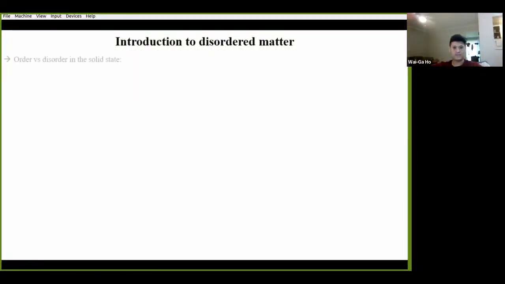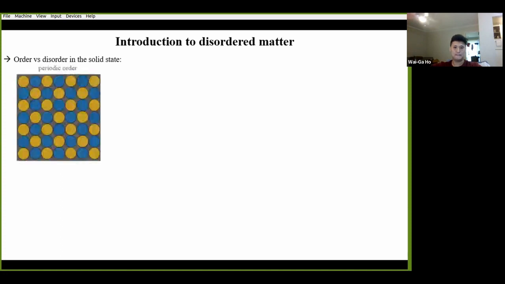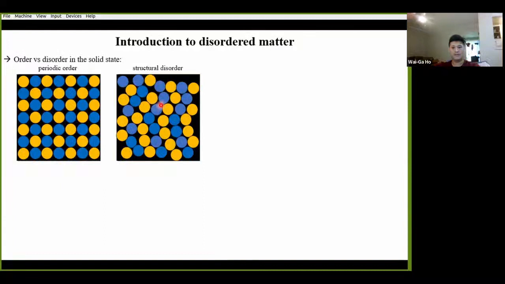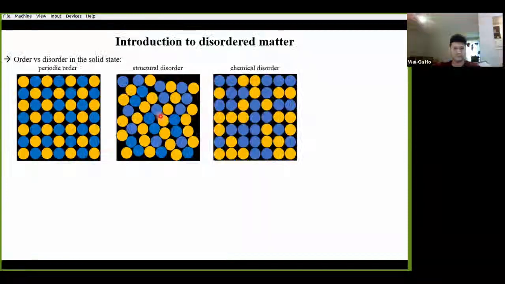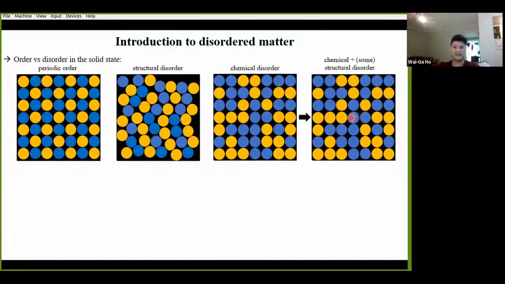Just to start off broadly, let me first introduce the concept of disorder in solids. Unlike in periodically ordered solids, where we've got some regular crystalline arrangement of atoms, in disordered matter there's generally some degree of randomness, whether it be structural, like in this amorphous example here, or chemical, where the atoms are randomly distributed across a crystalline structure. We can also have some combination of the two. For example, I might imagine taking that crystal with pure chemical disorder, removing that center ion, and then having that vacancy reduce some of the local integrity of the crystal structure.